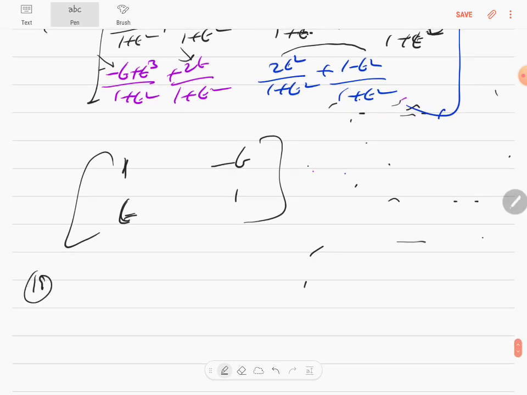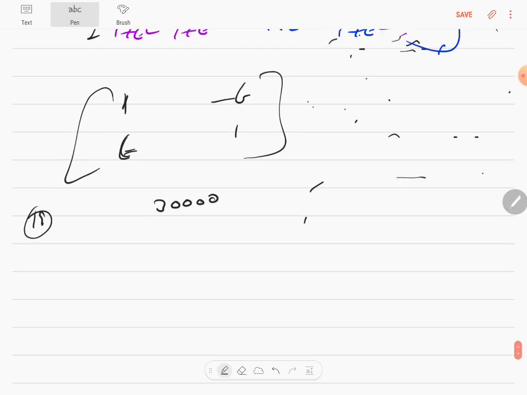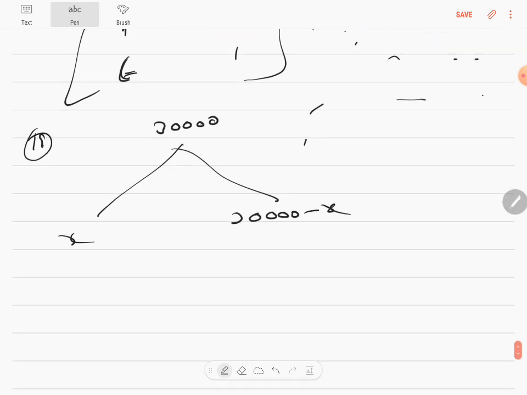Let's go to the 19th question. A trust has got 30,000 rupees. They are going to invest in 2 different funds. Which means one will be x, another will be 30,000 minus x. You have to write this in matrices. It will be x and this will be 30,000 minus x.